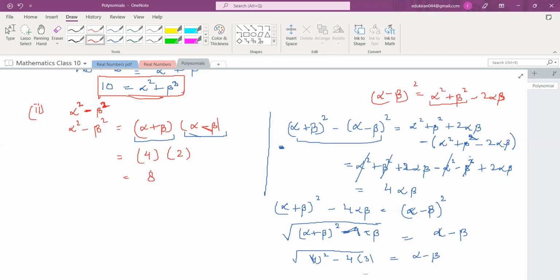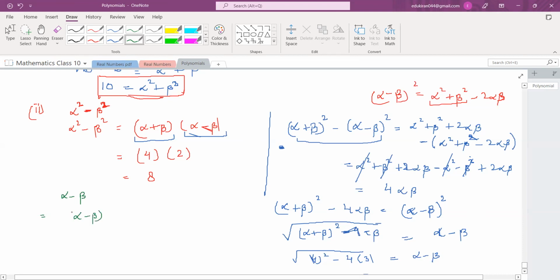Sometimes you can start from here also. Let me give you an example. For example, you have alpha minus beta, I mean, you want to find the value of alpha minus beta, right? So you make a square of this and then you put an under root.